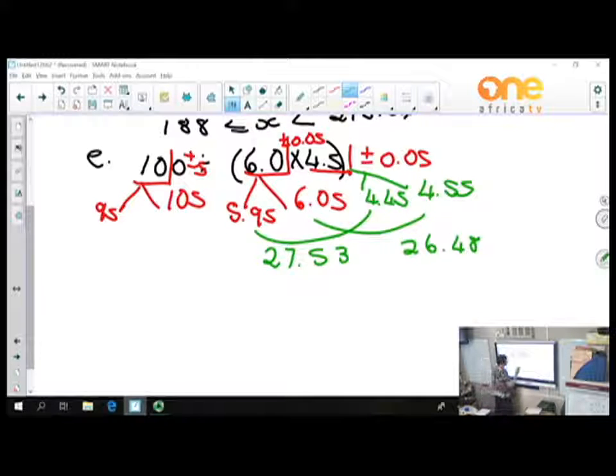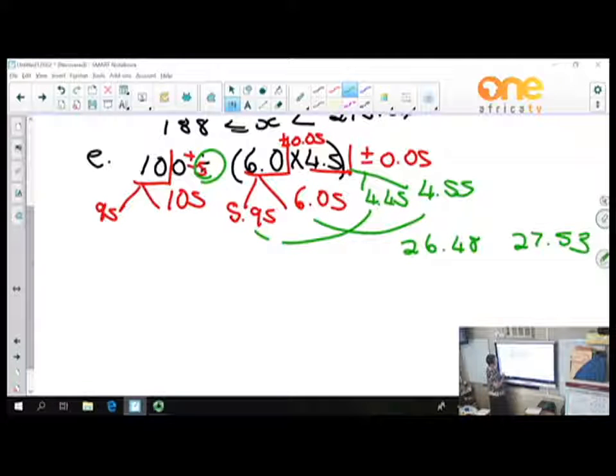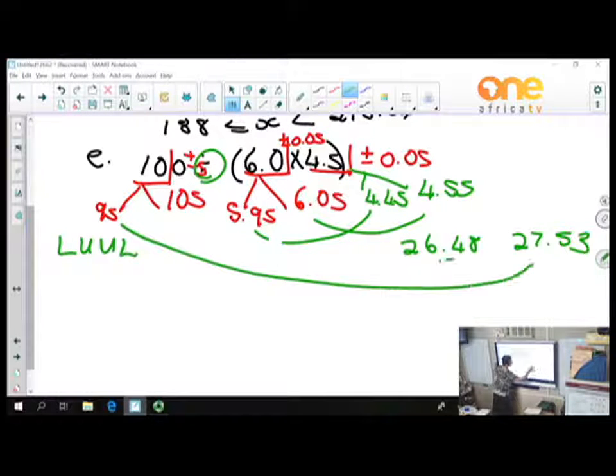Perhaps let me rewrite it. What was the big one? 27.53. Now we have to divide. Now it is lower, upper, upper, lower, which means lower and upper and upper and lower. You're going to divide: 95 divided by 27.53 and 105 divided by 26.